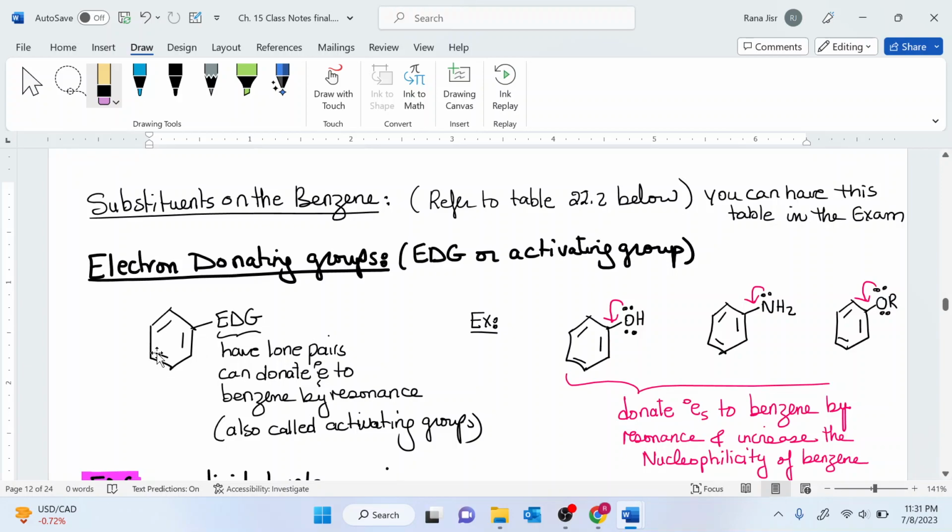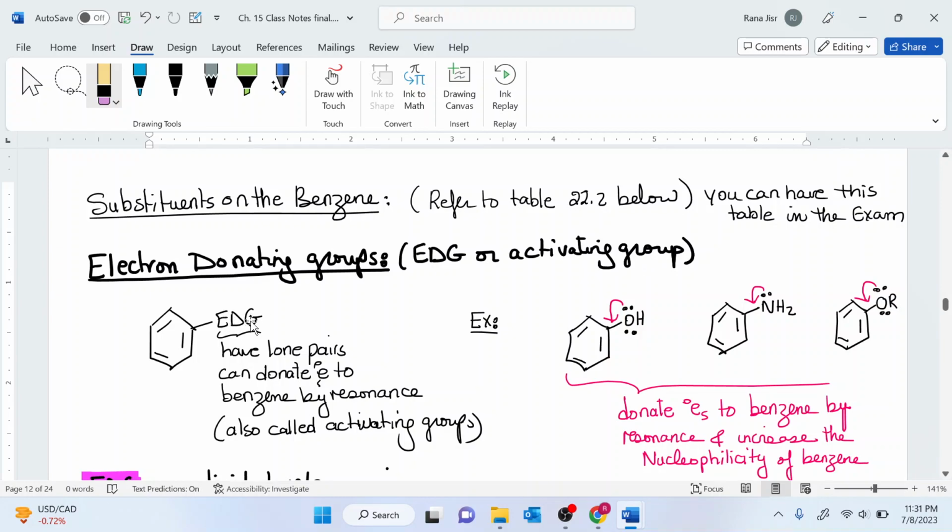Groups attached to the benzene can either give electrons to the benzene or take electrons away from the benzene. If they give electrons to the benzene, we're going to call them electron donating groups. Another name for them is activating groups.